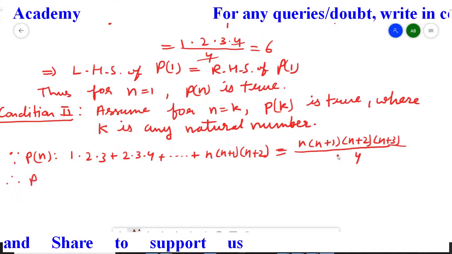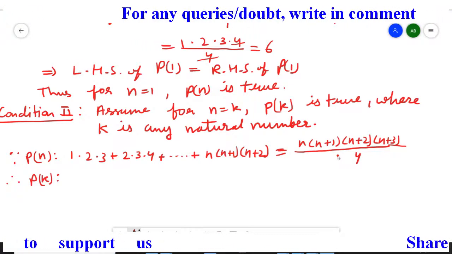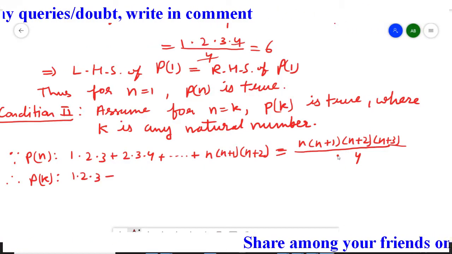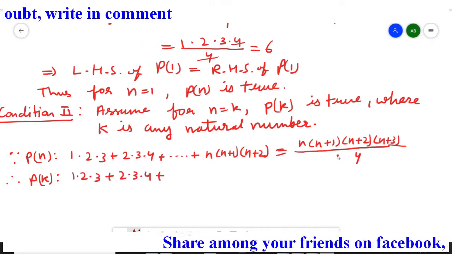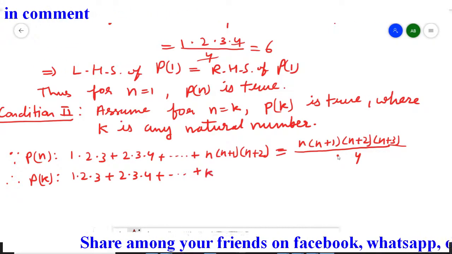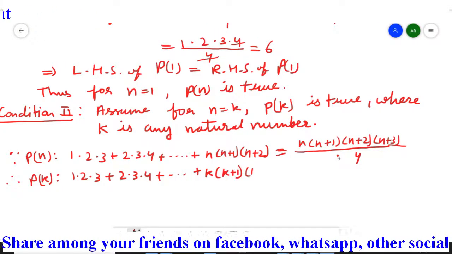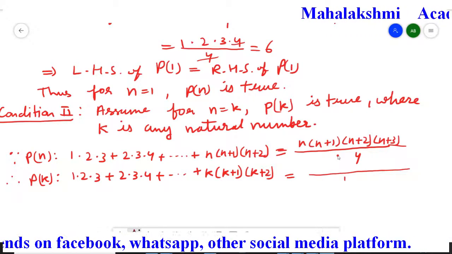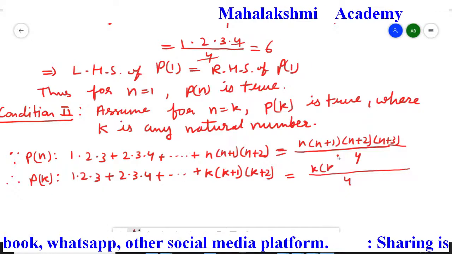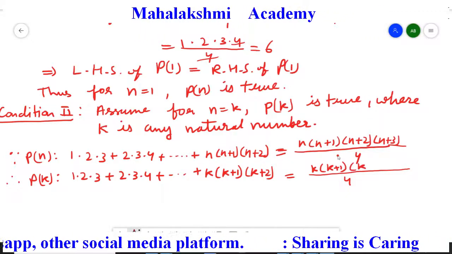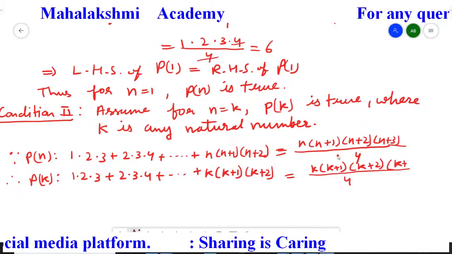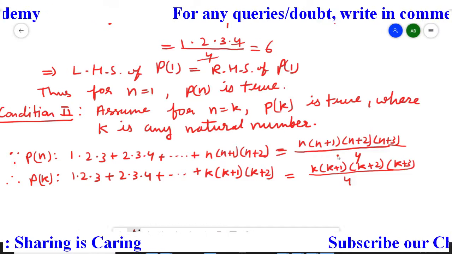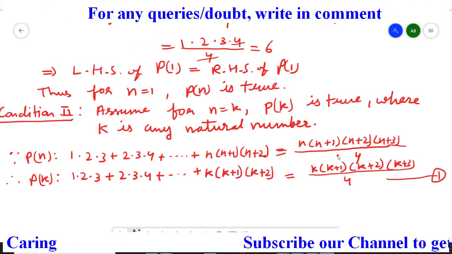So if we want the Pk statement, then instead of n we have to substitute k. So these terms stay as they are, 1 dot 2 dot 3 as it is, 2 dot 3 dot 4 as it is. Now instead of n, k, k plus 1, then k plus 2, equal to k, k plus 1, k plus 2, then k plus 3 divided by 4. So this is our Pk statement and we have assumed it's true. We don't have to prove it. We'll assume this as equation 1.